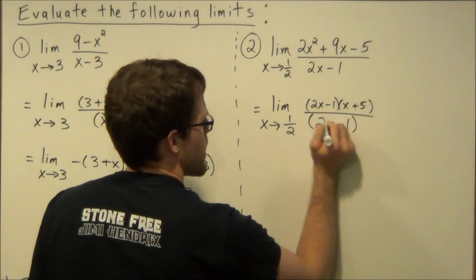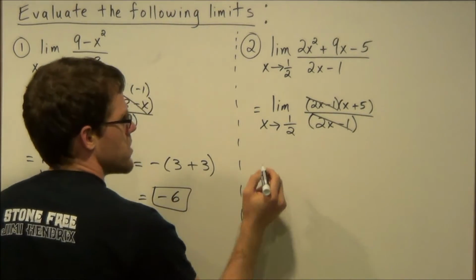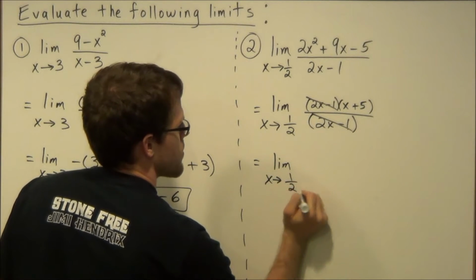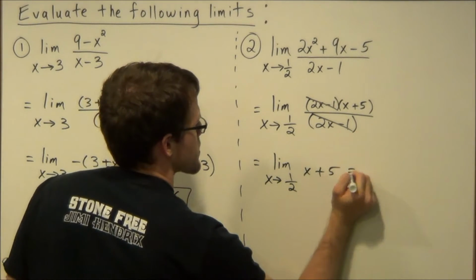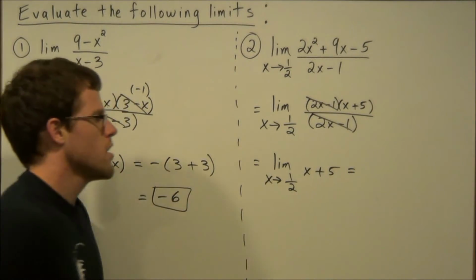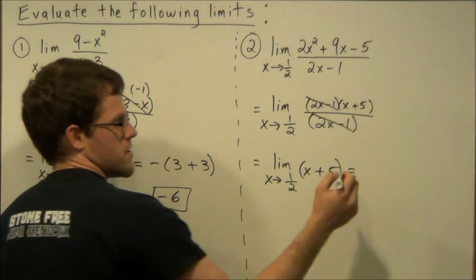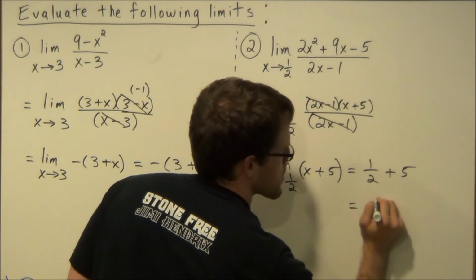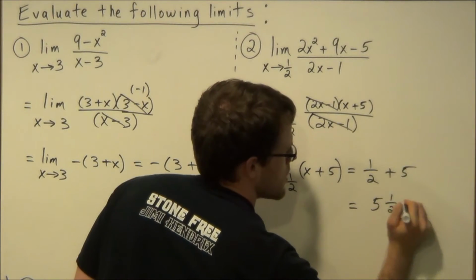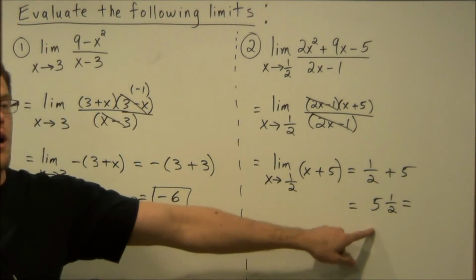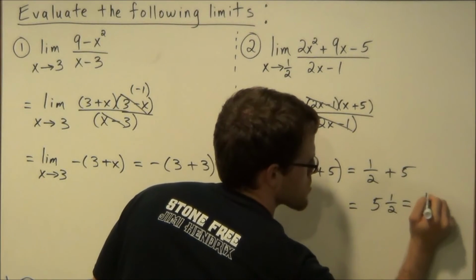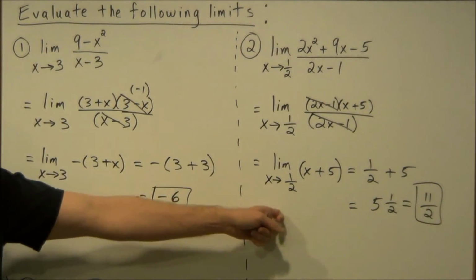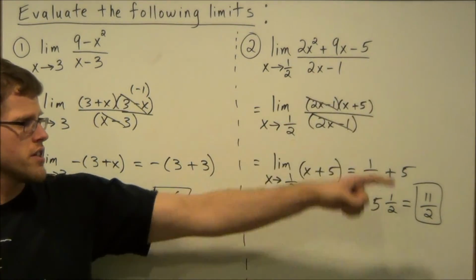Now we could cancel out the common factor, 2x minus 1, and now this is the limit as x approaches 1/2 of x plus 5, and now that this is simplified, we could just plug in. This is equal to 1/2 plus 5, so our limit is equal to 5.5, but we probably want to write this as an improper fraction. This is also equal to 11/2. So our answer to the second example, the limit as x approaches 1/2 of our function here is 11 over 2.